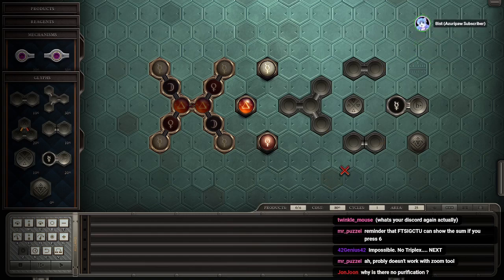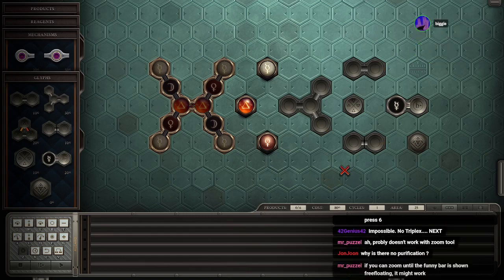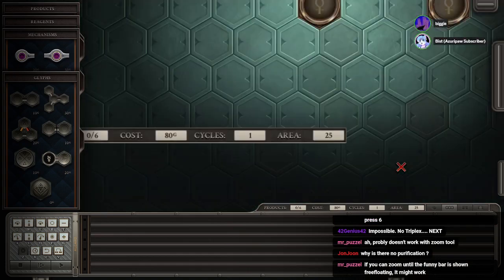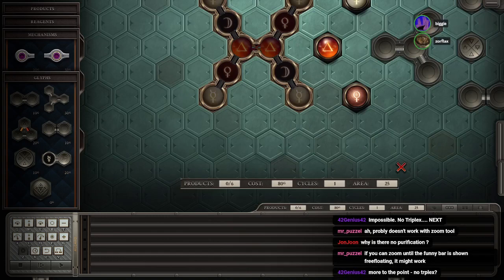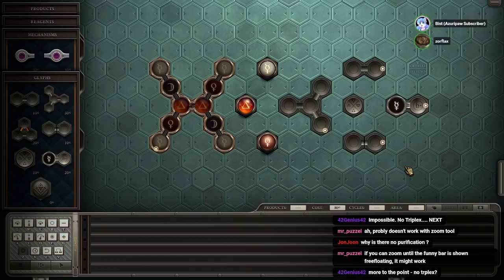Why is there no purification? I don't know. If you zoom in until the funny bar showing free floating, it might work. Let's see. There it is. There's the funny bar. Oh, the puzzle you got on stream isn't quite right. Oh, it isn't? What's wrong with it? Is there supposed to be purification?